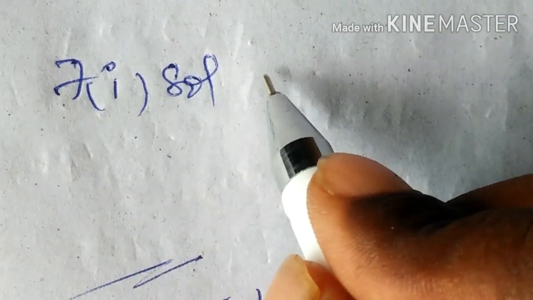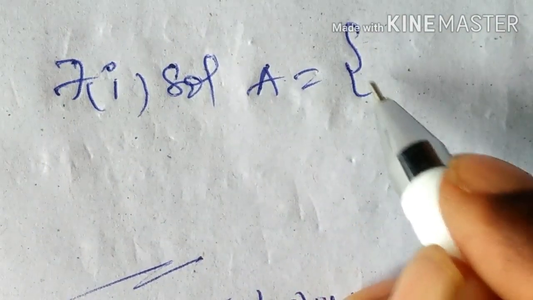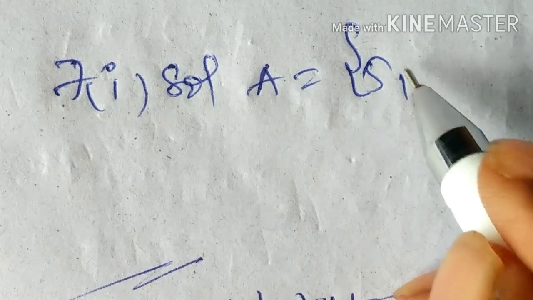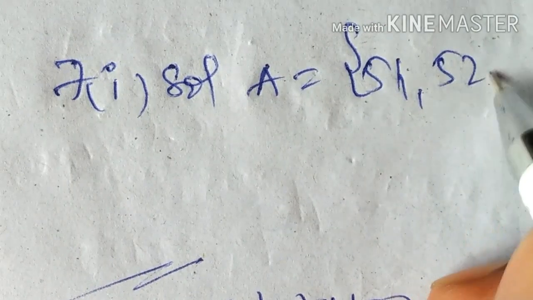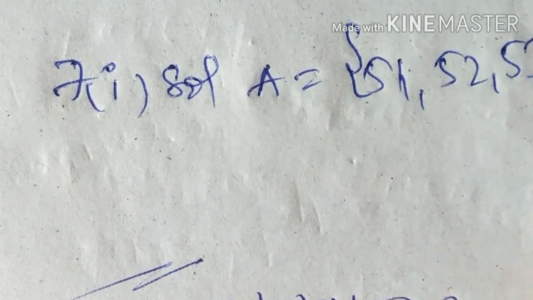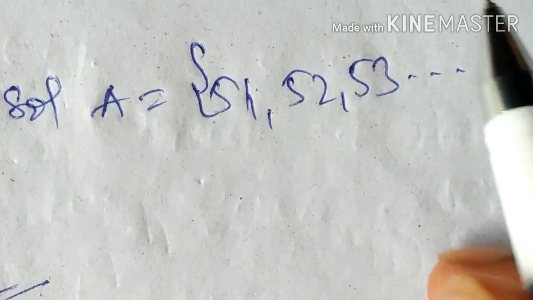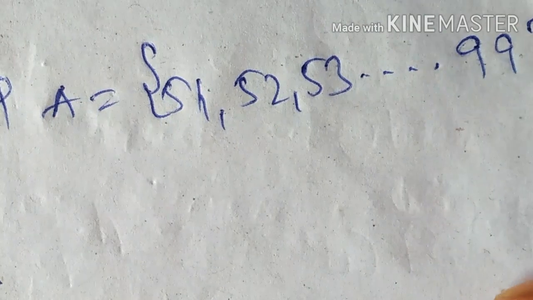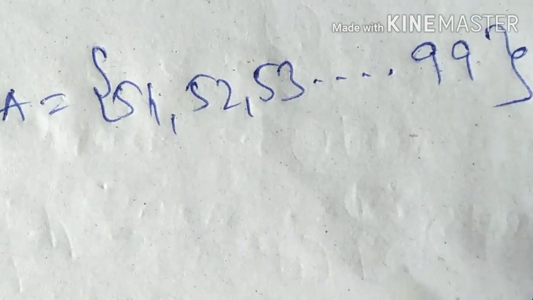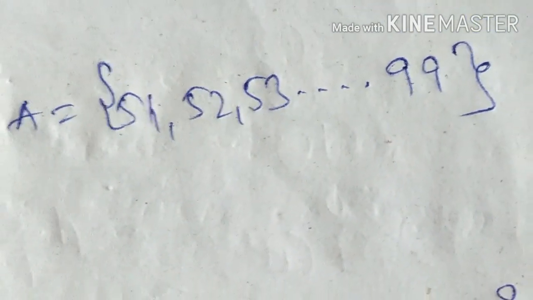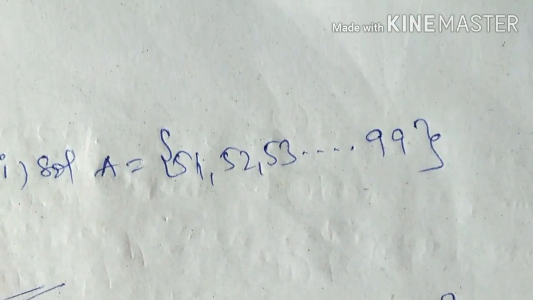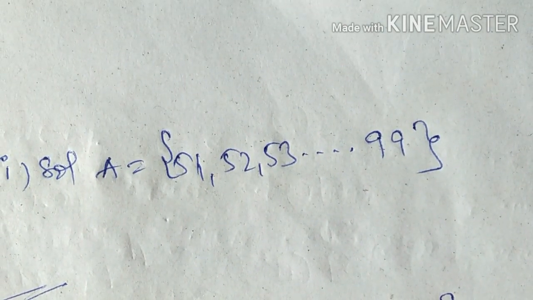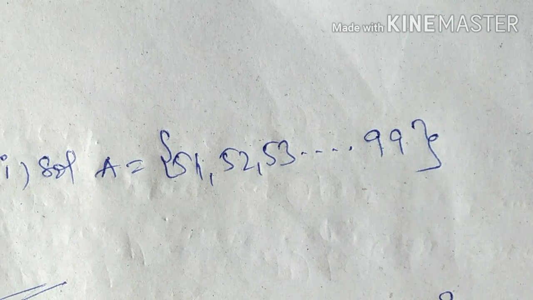7th bit, first one, solution. So A is equal to 51, 52, 53, dash dash dash, up to 99. This is the set of the first solution.